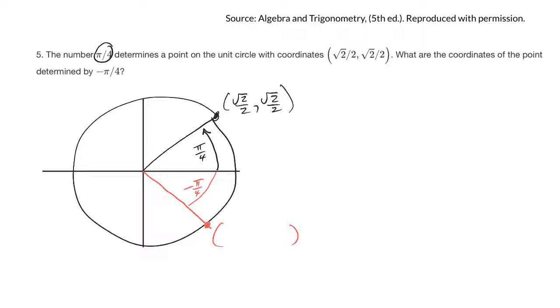Well, since the reference angles are both the same, the point has to be the same thing, or the ratios have to be the same. It's just that maybe one of the signs has to be different. The x value is going to stay positive, just like this one, because it's to the right of the origin. But this one goes up, so the y value is positive. This one's going down, so the y value has to be negative. So that would be the coordinates of the new point.